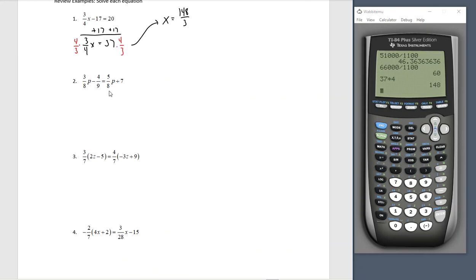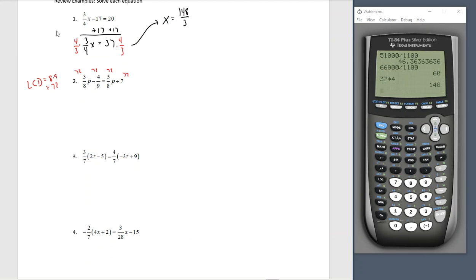But on a problem like number 2, I don't want to do that. There's more than one fraction here. So what I'm going to do on number 2 is find my least common denominator. I'm using 8, I'm using 9. So 72 is our least common denominator. Now, since we have an equal sign, we're going to multiply 72 by every single term, even if it doesn't have a denominator. I'm going to multiply 72 times 3/8.